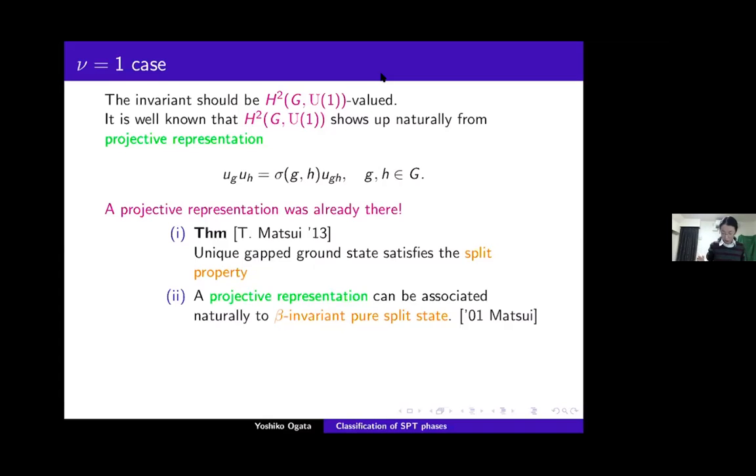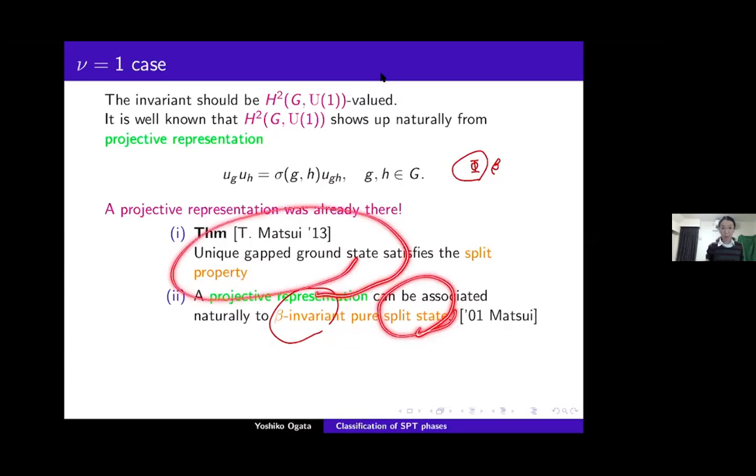That is something known from far before, around the millennium. That is, a projective representation can be associated naturally to a beta invariant pure split state. And recall that the interaction we are interested in is beta invariant and has a unique gapped ground state. So our unique gapped ground state is beta invariant, because phi is beta invariant and omega phi, our ground state, is the unique ground state. So it has to be beta invariant. And for the same reason, it is pure. And it satisfies the split property thanks to Matsui. So we were in this situation. Combining these two, there was a projective representation already there from before.